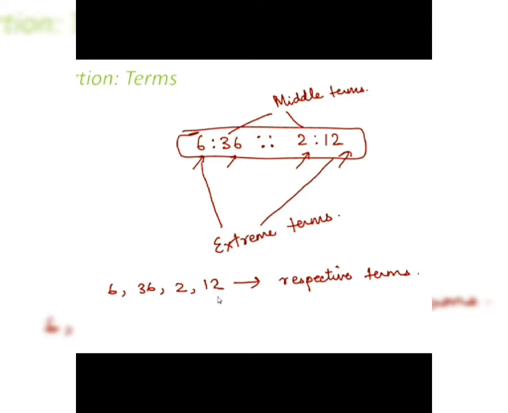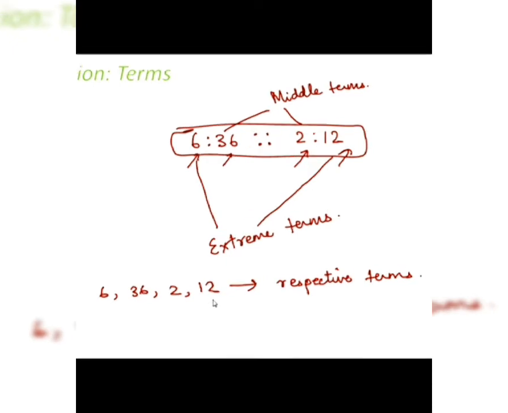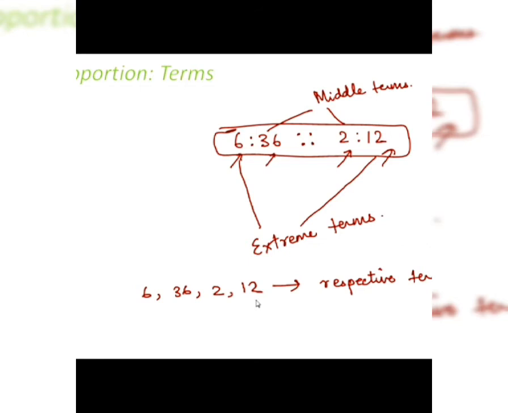Okay, so these are certain terminologies related to proportion. Now these numbers 6, 36, 2, 12 are all called respective terms. Then they are placed in an appropriate order. If I say 6, 36, 2, 12, these are called respective terms. It means 6 and 12 are extreme terms and 36 and 2 are middle terms in a proportion. Okay, so the order position is very much important.